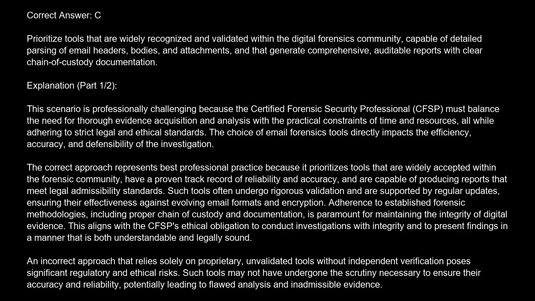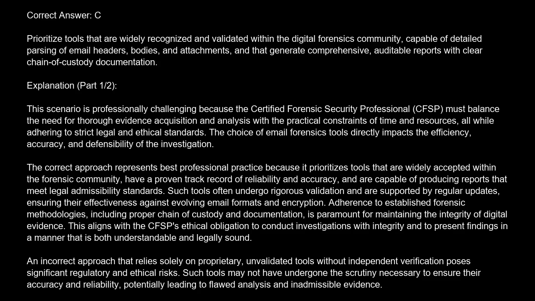The correct answer is C. Prioritize tools that are widely recognized and validated within the digital forensics community, capable of detailed parsing of email headers, bodies, and attachments, and that generate comprehensive, auditable reports with clear chain of custody documentation.